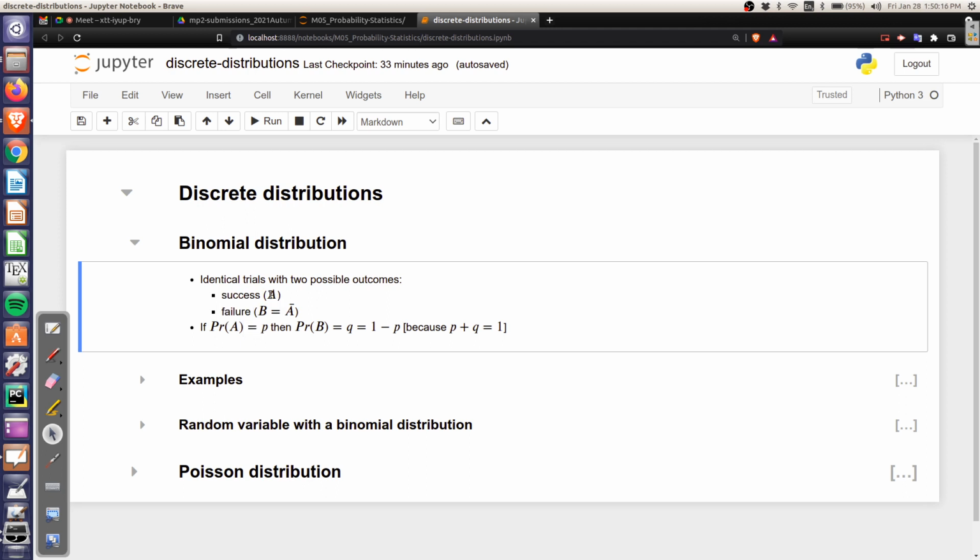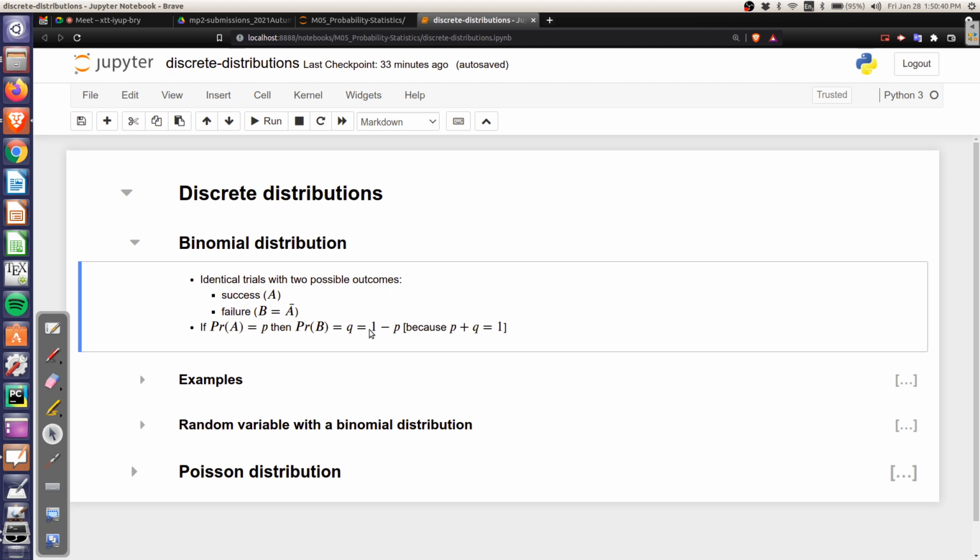Okay, so success I refer to as event A, and failure I refer to as B, which will be A complement, because if it's not a success, it has to be a failure. Let us say that the probability of getting a success is P. Then the probability of getting a failure will be simply 1 minus P, and that probability of failure I call Q.